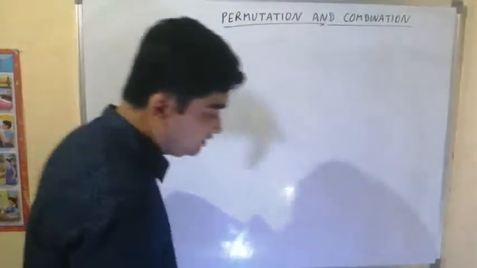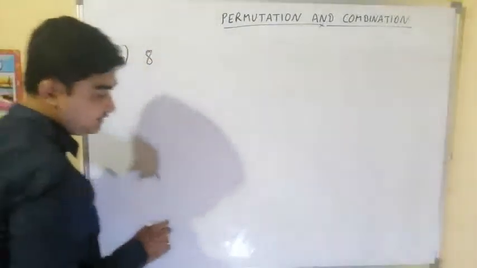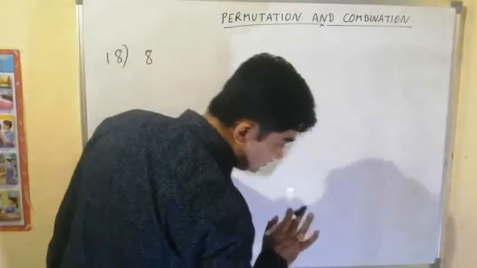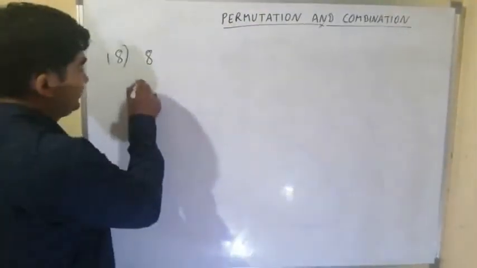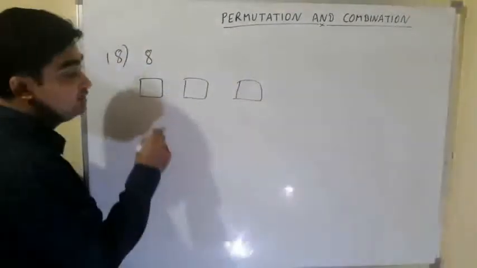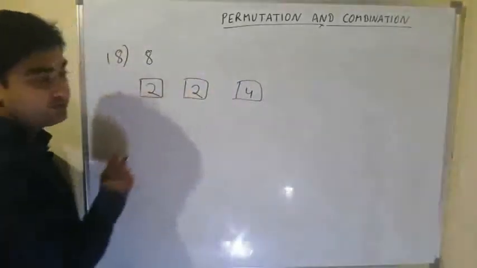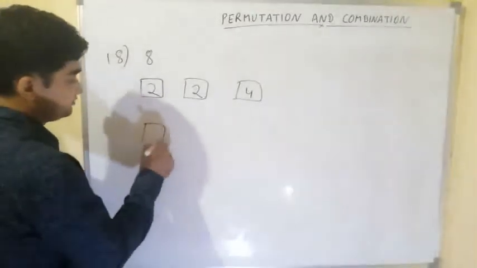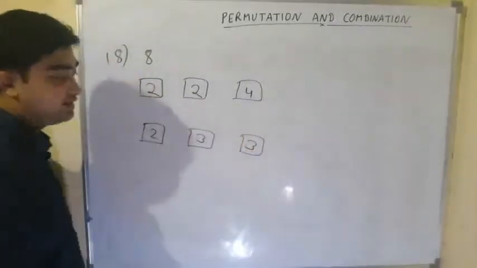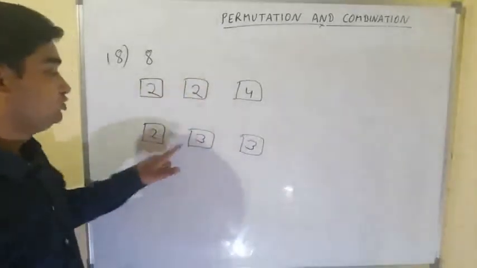In how many ways can 8 different books be distributed among 3 students if each student gets at least 2 books? So what we have to do, let us say this box is student number 1, this is student number 2, this is student number 3. Each has to get at least 2. So 2, 2, balance is 4. So it is the first possibility. Or 2, 3, 3. Like this also we can distribute. 2, 2, 4 or 2, 3, 3.